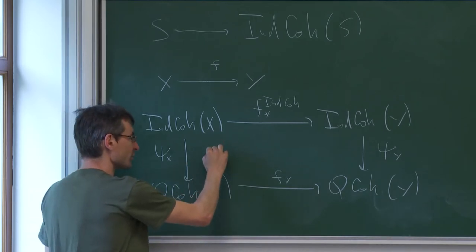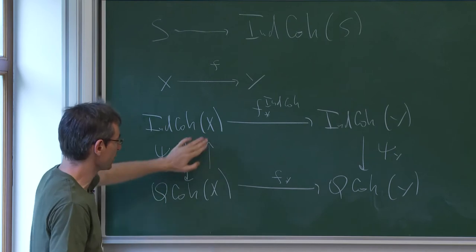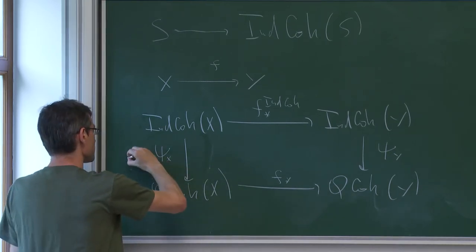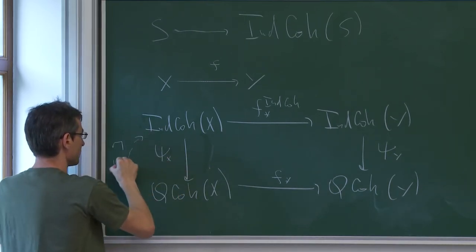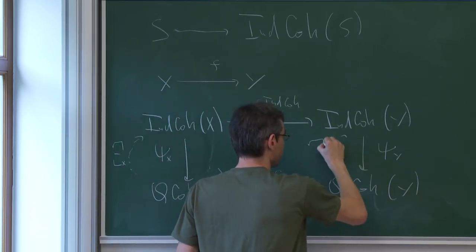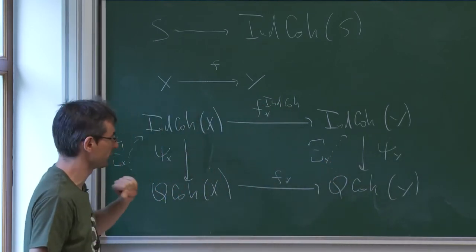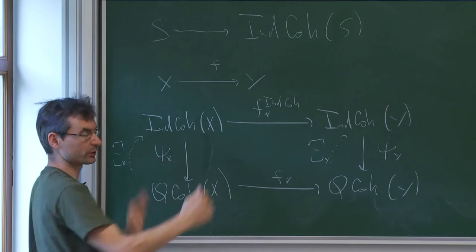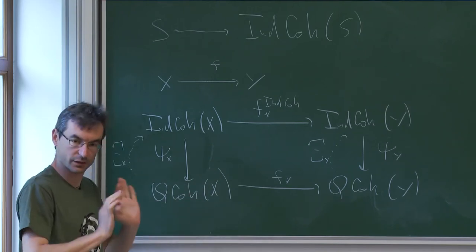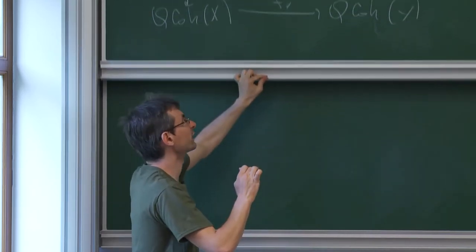Remember that in the eventually co-connective case, there was also a left adjoint. If you embed quasi-coherent sheaves into coherent sheaves, this diagram will not commute. So it's a nice functor, but be careful with it.